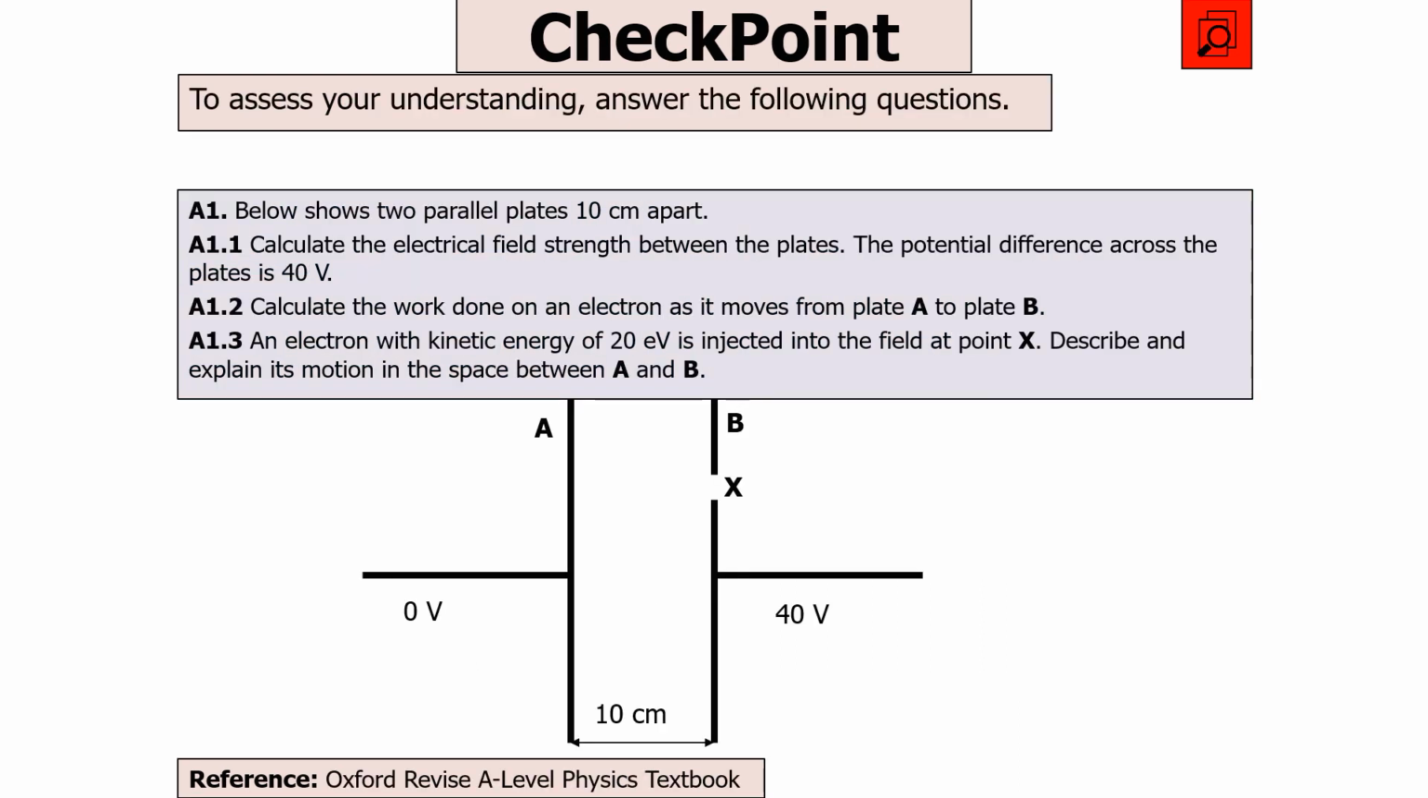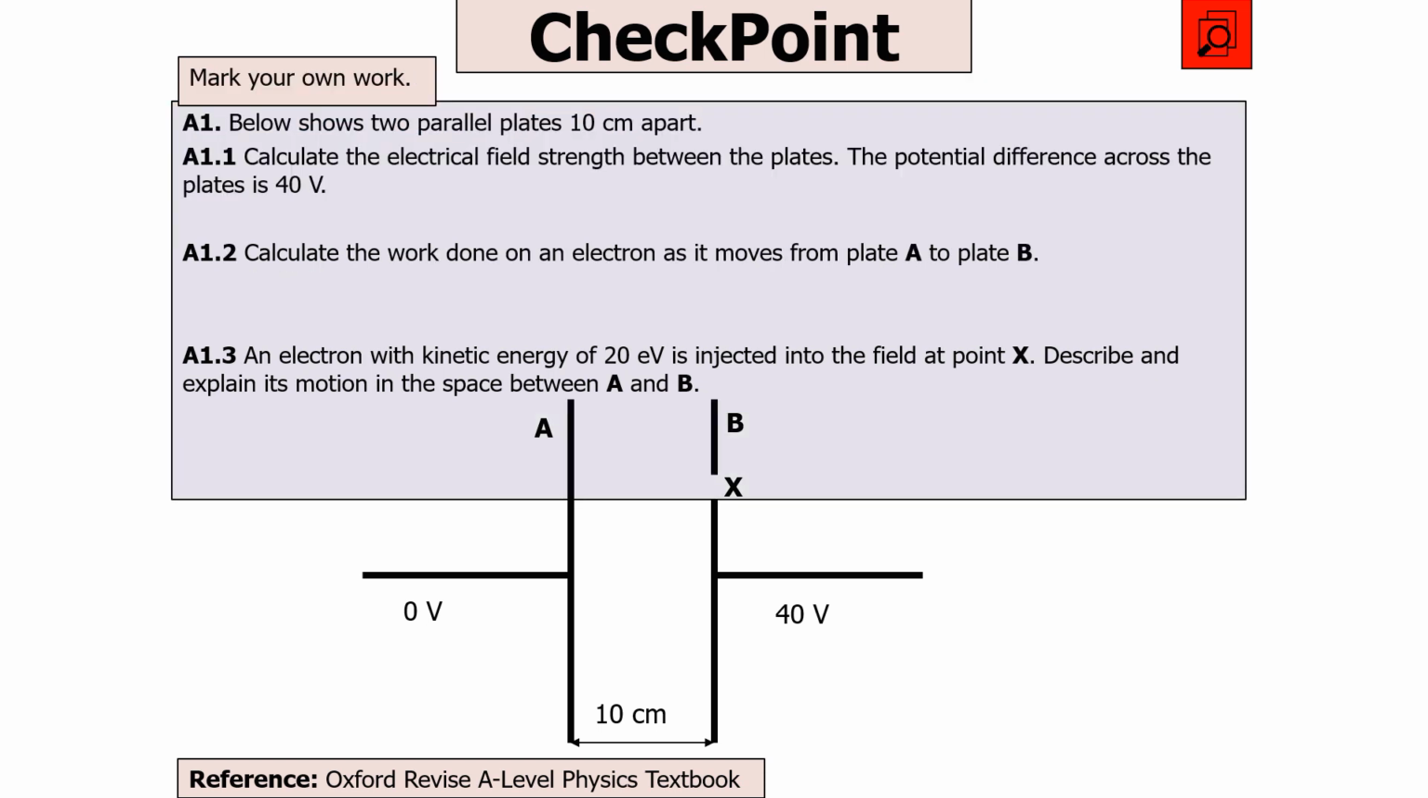The next question says, below shows two parallel plates 10 centimeters apart. So calculate the electrical field strength between the plates. The potential difference across the plates is 40 volts. And then calculate the work done on an electron as it moves from plate A to plate B. And then an electron with a kinetic energy of 20 eV is injected into the field at point X. Describe and explain its motion in the space between A and B. So pause the video now, then unpause the video when you want to go through your answer.